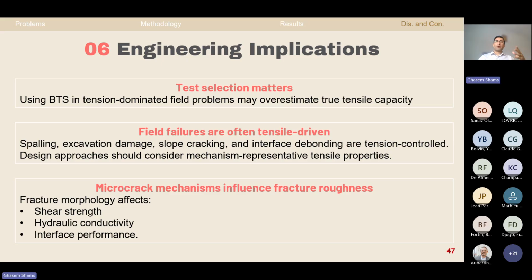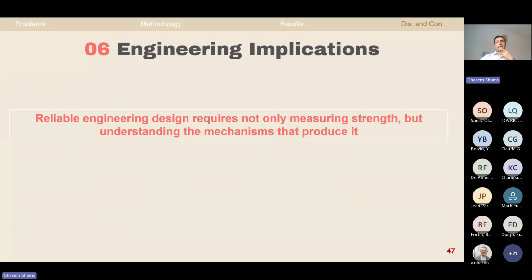And we can determine the hydraulic conductivity because rougher surfaces decrease the hydraulic conductivity, and it controls the interface performance between rock and concrete models. And finally, reliable engineering design requires not only measuring strength as a single value, but we need to understand the mechanism that produces this strength. It's very important.